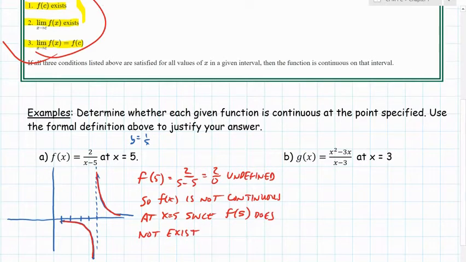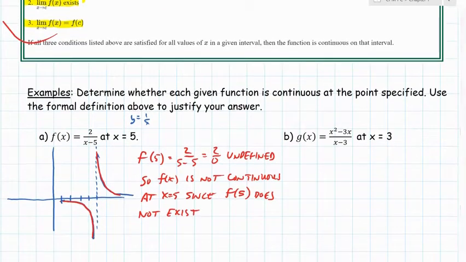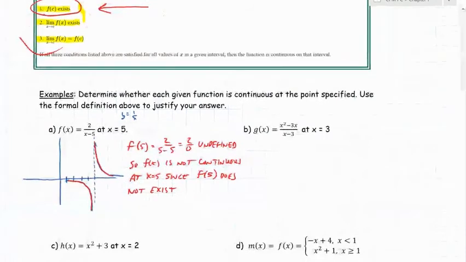Okay, so step 1 up here, requirement number 1, all three of these things have to be true, and we failed on part 1. And so since part 1 isn't satisfied, we can say this function is not continuous at x equals 5. Okay, let's go ahead and take a look at example B.